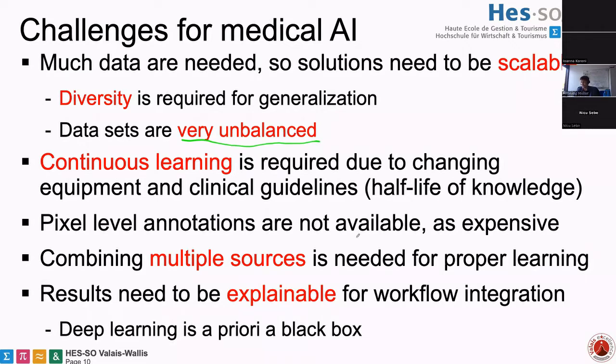And as mentioned, pixel level annotations are not available, or are expensive. We need to combine multiple sources. So quite often it's structured data: age, gender have a strong influence on decision making. If we look at COVID, male and female persons don't have the same symptoms. They don't have the same expression of long COVID, for example. And if we don't have that data, if we look at only the images, for example, that's something that we might miss out on.